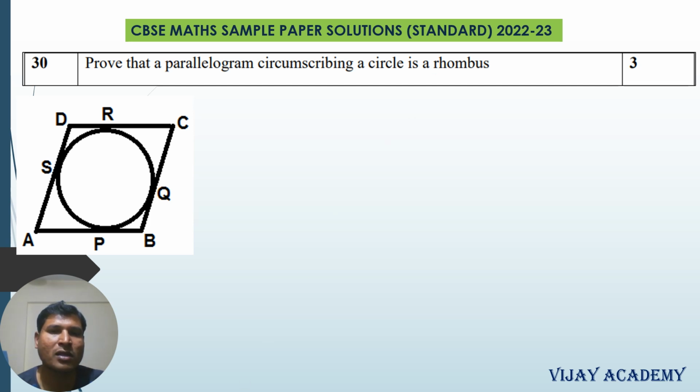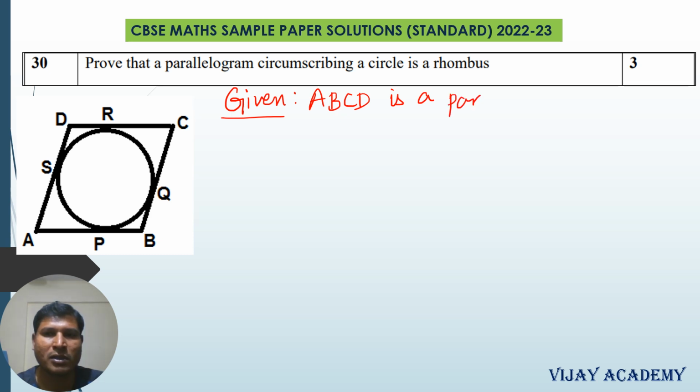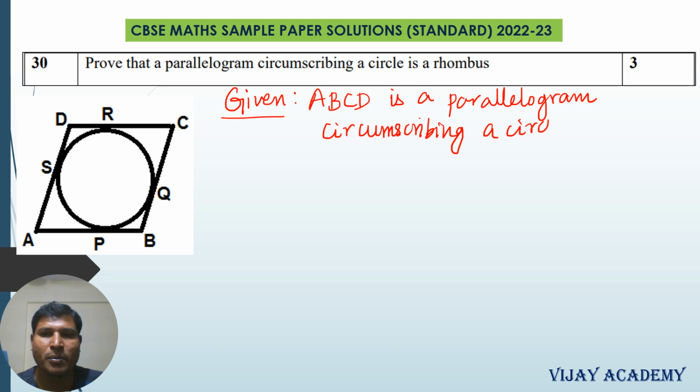So now first let us write the given. It's given that ABCD is a parallelogram circumscribing a circle. And we are supposed to prove that ABCD is a rhombus.